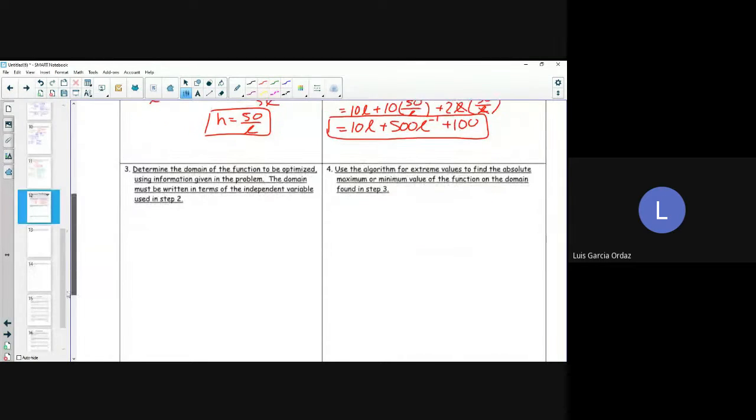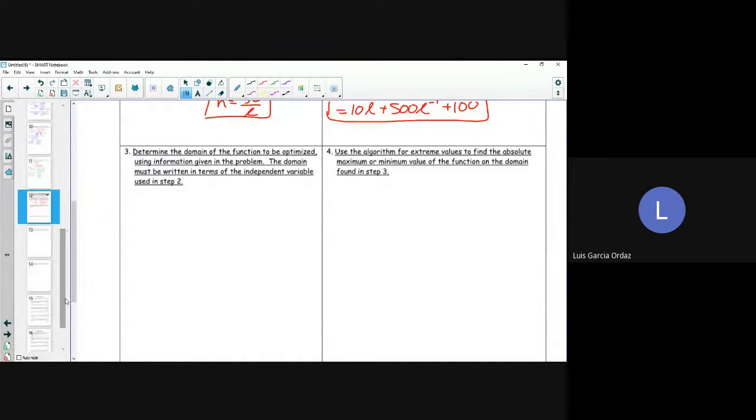So now I have to find my domain. So my length has to be greater than 0, and my h has to be greater than 0. But I know my h is 50 over L is greater than 0. Cross multiply, so the L just cancels out. So I get 50 is greater than 0, which means that this is always true, which means my domain is going to be L is less than infinity and greater than 0. So that would be my domain.